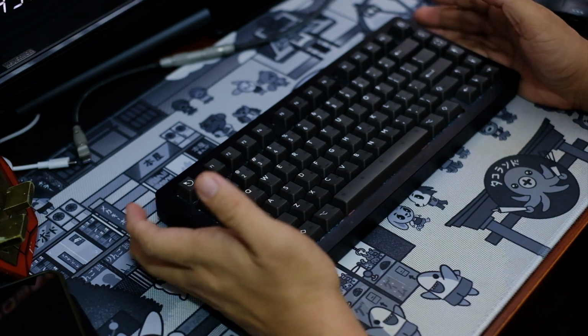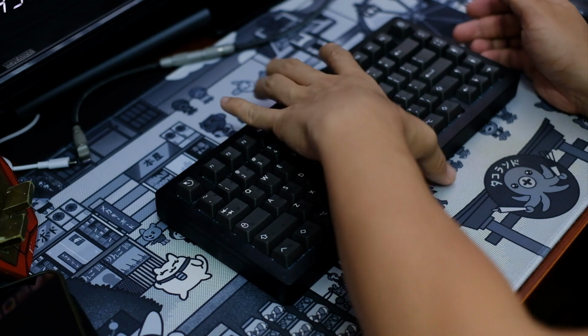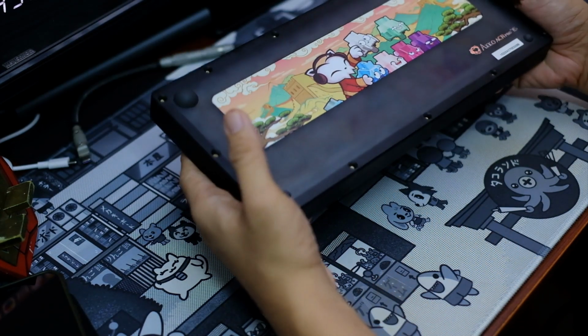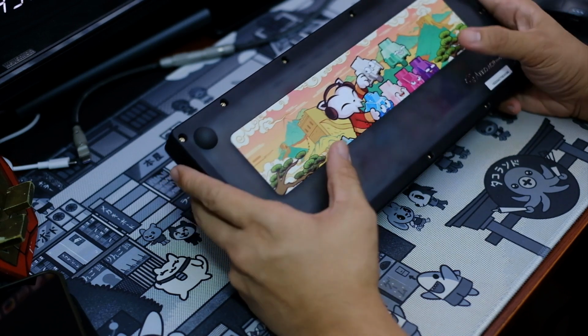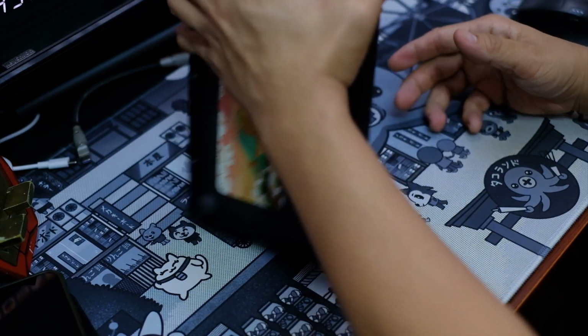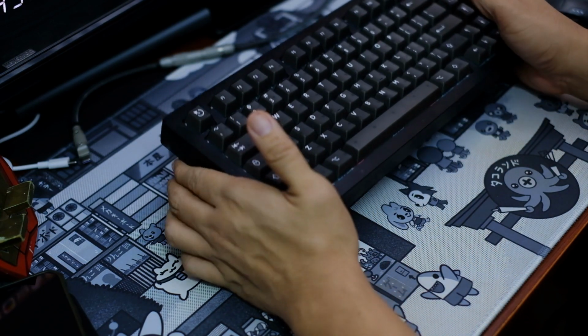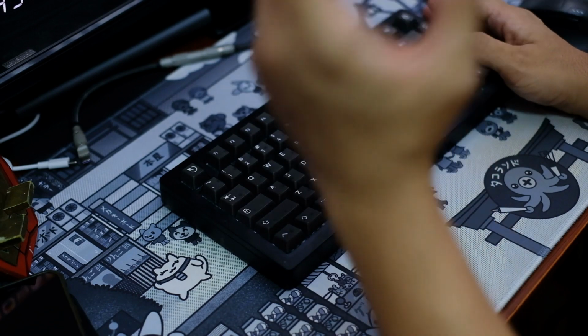So hello everyone, this is the quick review and a teaser of the Akko 5075 V2. I reviewed the V1 of this keyboard and I told you that that was one of the best budget keyboards for the very fact that it packs a lot of value for the price.